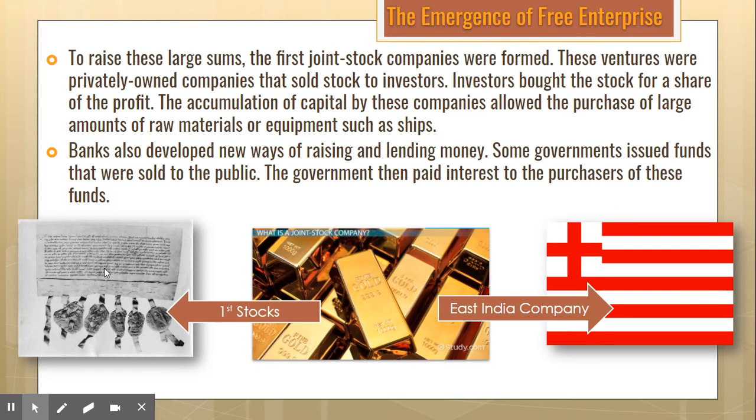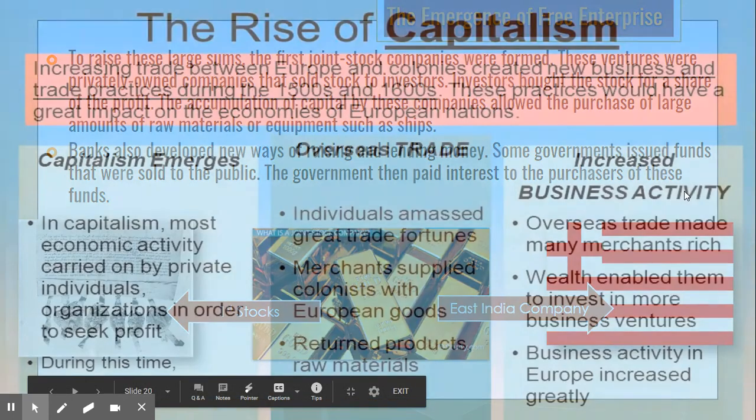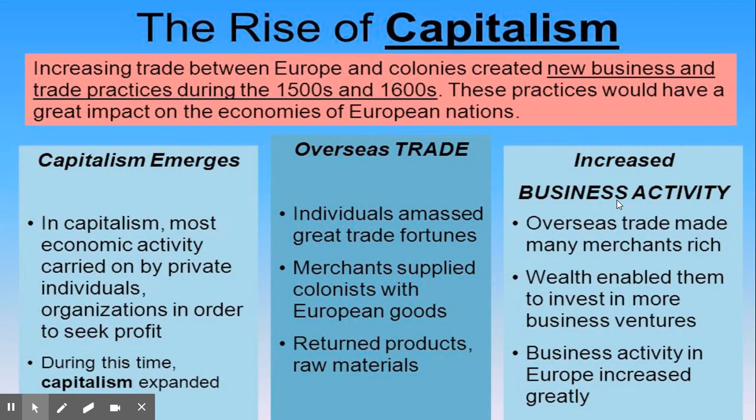So this is actually the first stock right here. So what you're doing is you're really kind of gambling on a company. And one of the first companies was the East India Company. So they were going to the United States, getting a lot of raw materials, bringing them back to England and trying to make a bunch of money. And then the rise of capitalism.